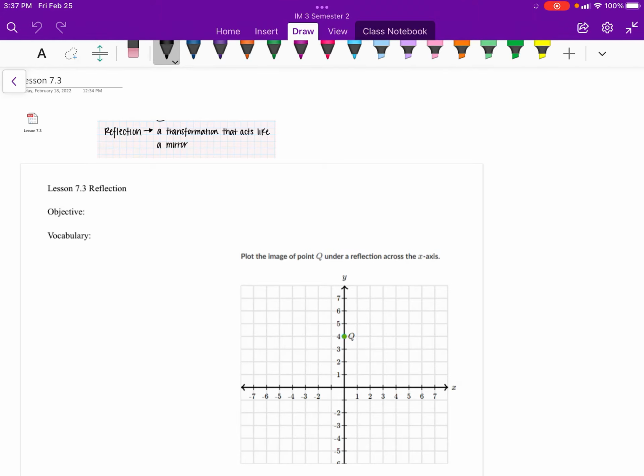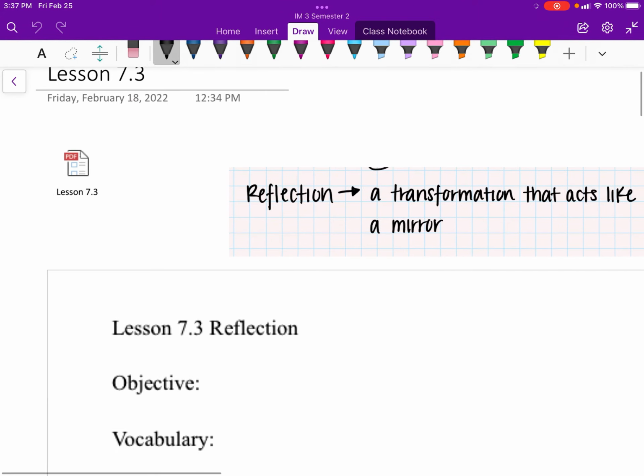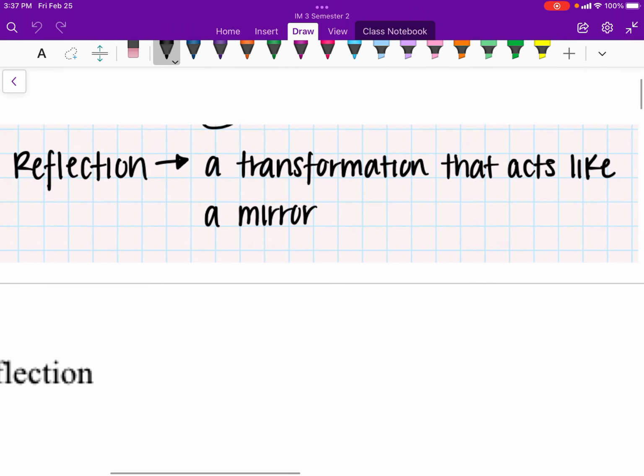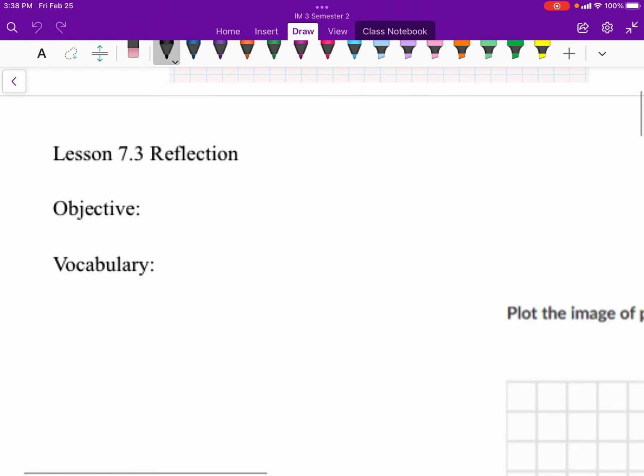All right, you guys, so in this case, we're going to go ahead and talk about lesson 7.3, which is focusing on reflection. In this case, reflection is a transformation that acts like a mirror. So it's basically reflecting one point or a certain shape onto a certain line. So we're going to go ahead and see a few examples here.